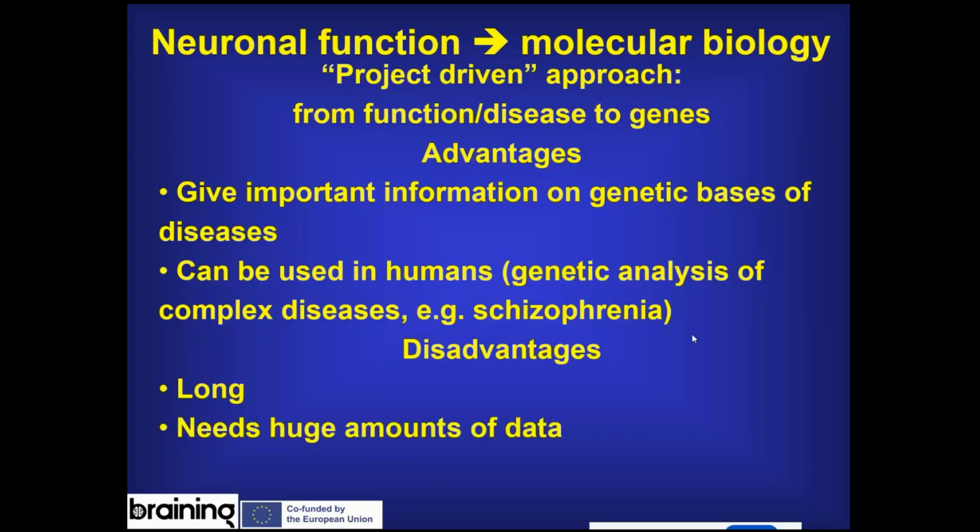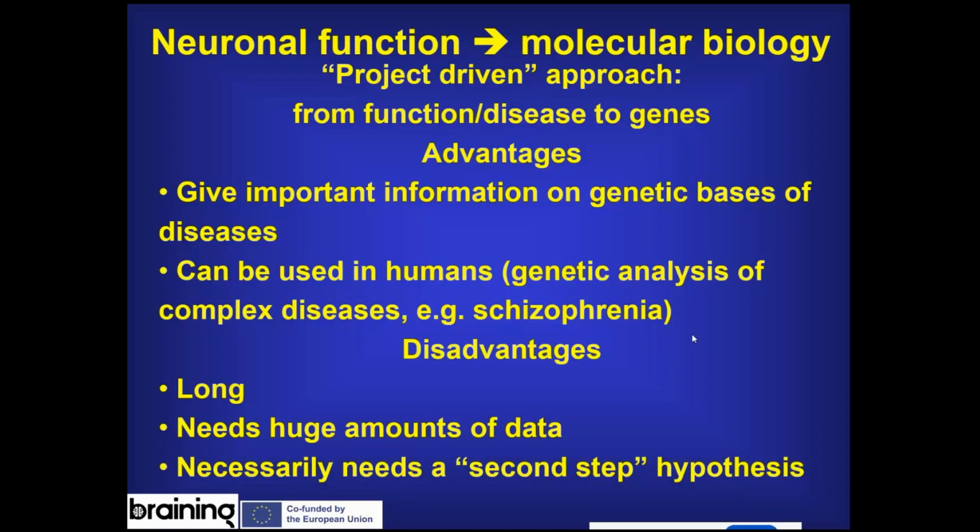It needs a huge amount of data to make some correlation, and necessarily needs a second-step hypothesis, meaning that if you identify a gene involved in a disease, then you need to study what this gene and its product, or the protein, does.